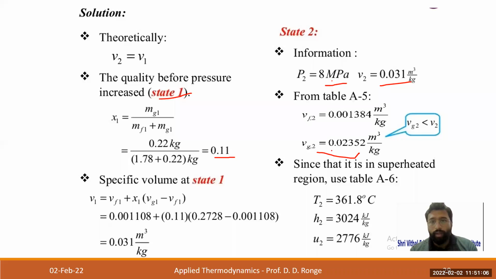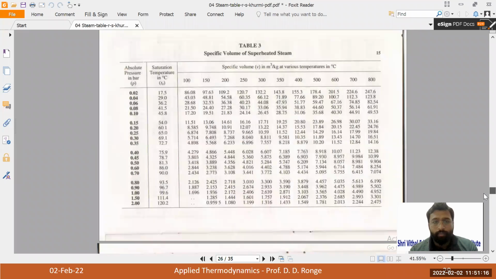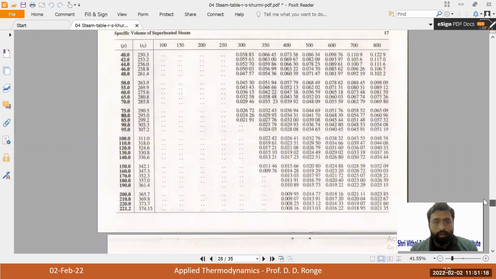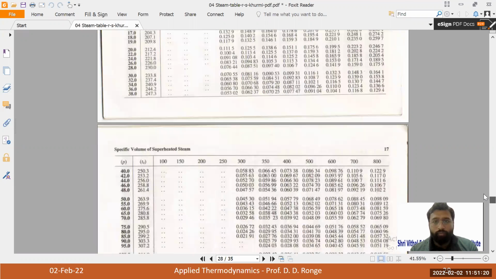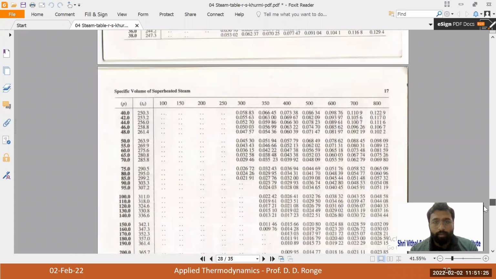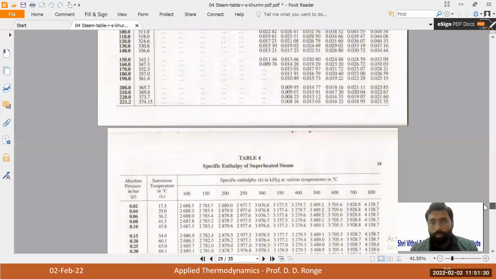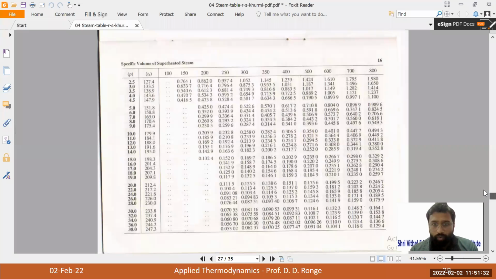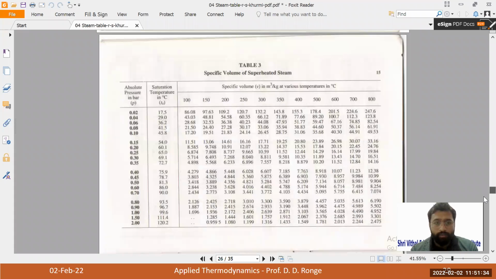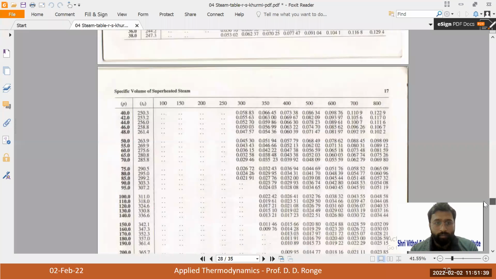Now I'll go for the 80 bar superheated table. Okay, here it is. If you want to know the enthalpy and so on, we go to those superheated tables. If you want to know the temperature, you can get it from the specific volume table. We have to know the pressure, which is 80 bar. So where is 80 bar? Yes, here it is, 80 bar.